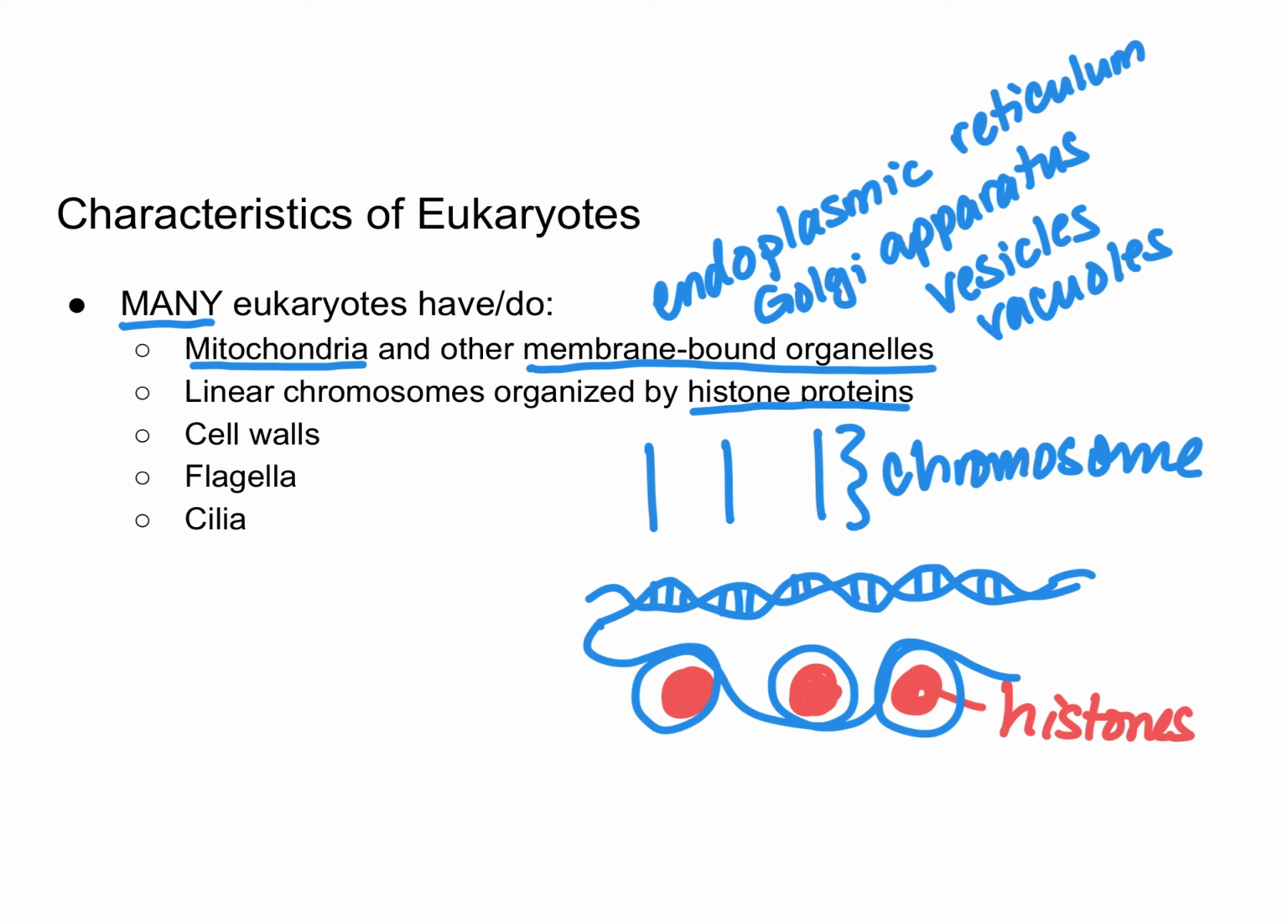Many eukaryotes also have cell walls, so we're going to see that especially in things like plants and fungi. And a lot of them have flagella and cilia, and we'll talk about those more, especially when we're talking about protists and some additional eukaryotic cells. Generally speaking, flagella and cilia are going to be involved in motility, or the ability to move.